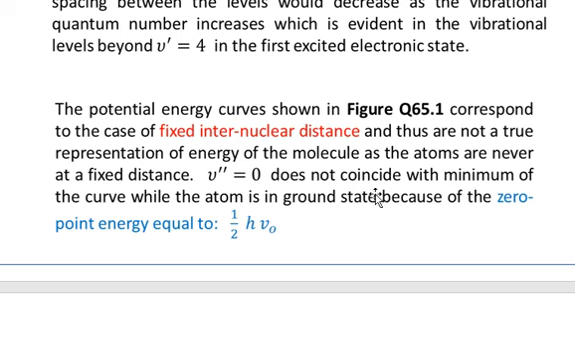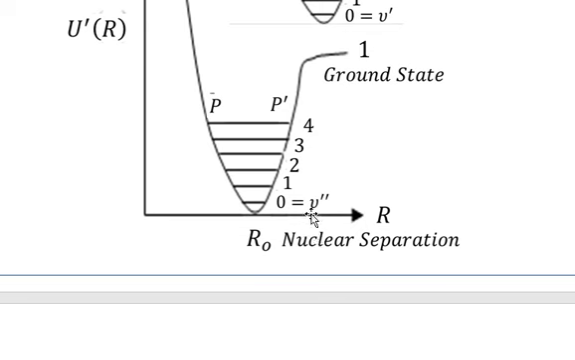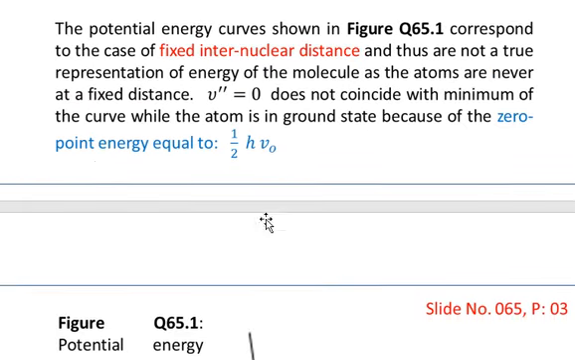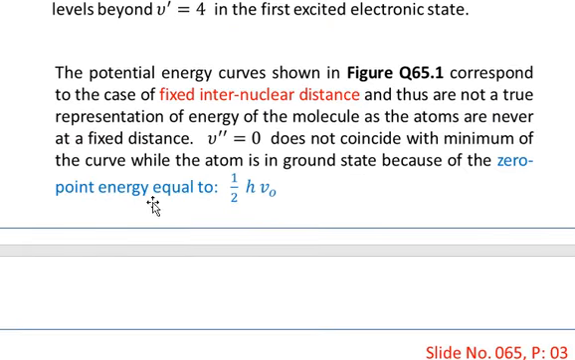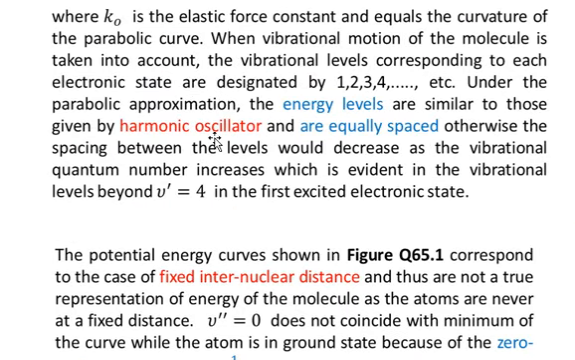V double prime equal to 0 does not coincide with the minimum of the curve while the atom is in the ground state, because of the zero point energy equal to half h nu naught. So you see that for the ground state, V double prime equal to 0 does not correspond to the minimum of the curve, but it has some value, equal to half of the separation between other levels. That is, it is equal to half h nu naught, which is referred to as the zero point energy, the same energy as we find in the case of the harmonic oscillator.